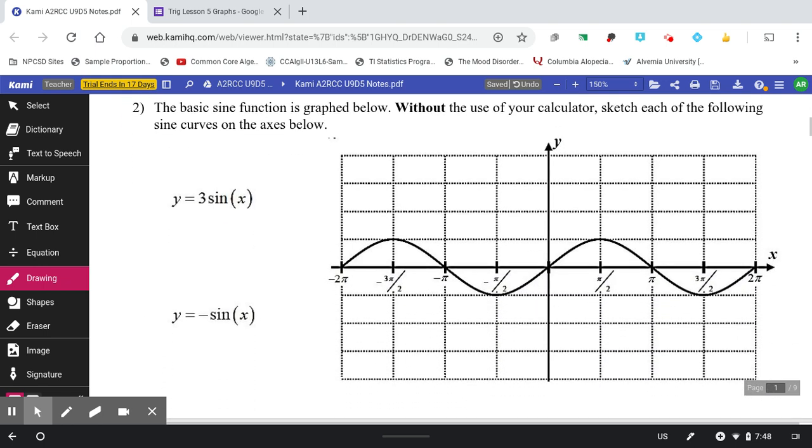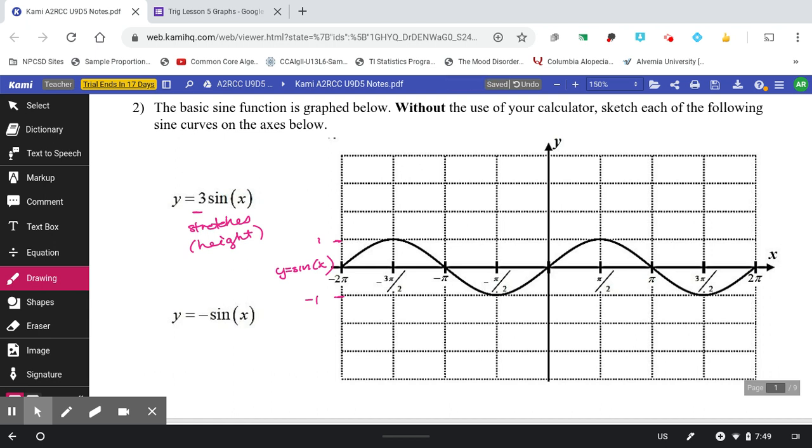So now we're going to go down and do this without a calculator, and this time we're going to use the sine curve. So we have this is the sine of x. Okay, notice that the range goes from 1 to -1. Okay, but now we put a 3 in front of it. So what does that 3 do? It stretches it. Okay, it represents the height of the curve.